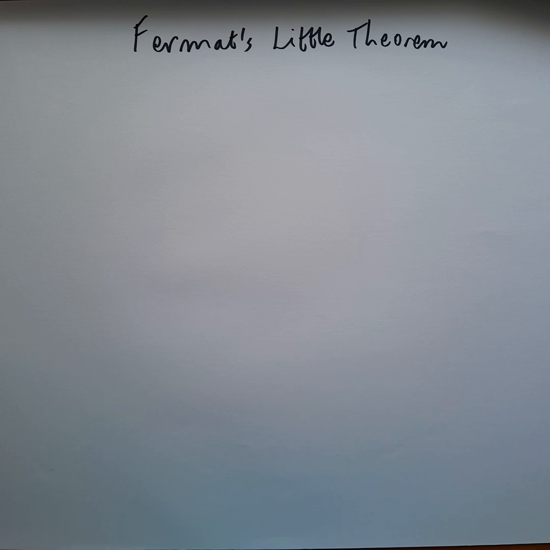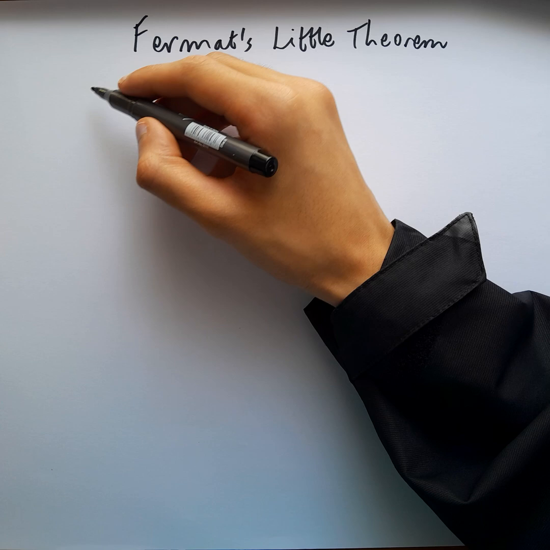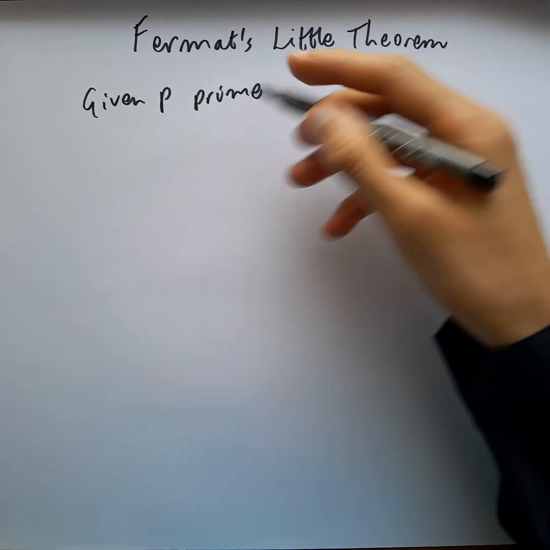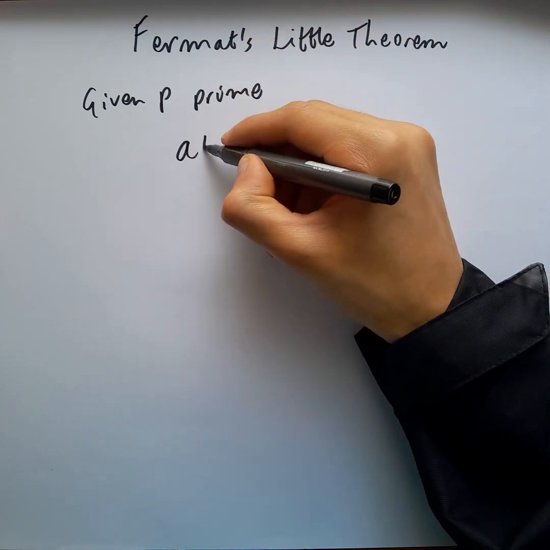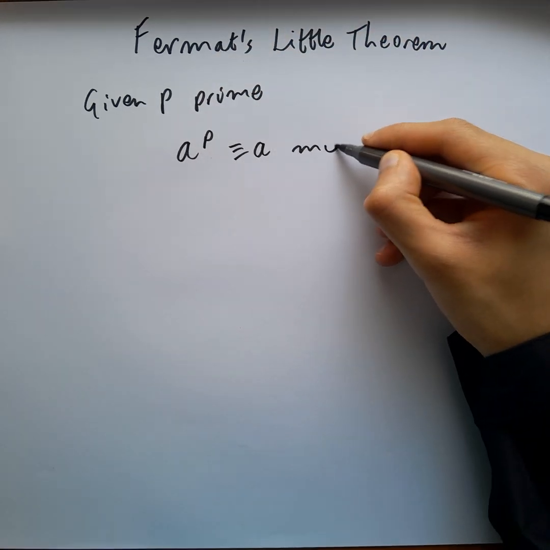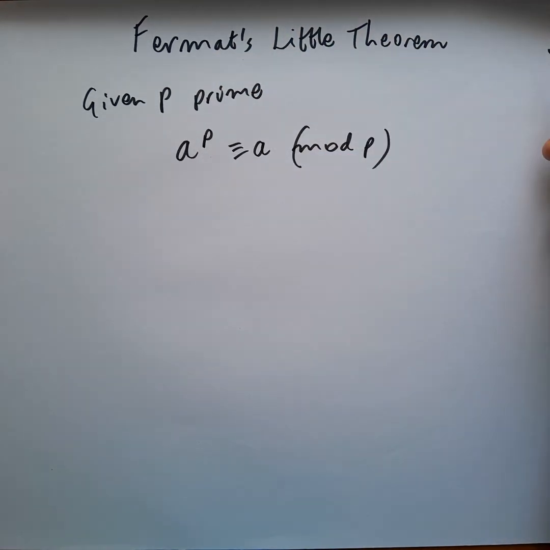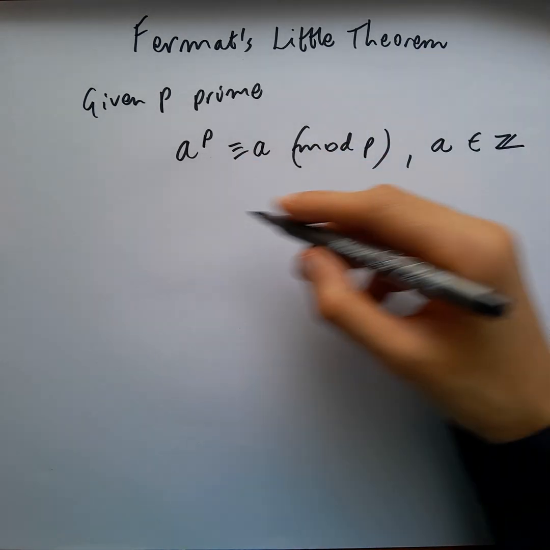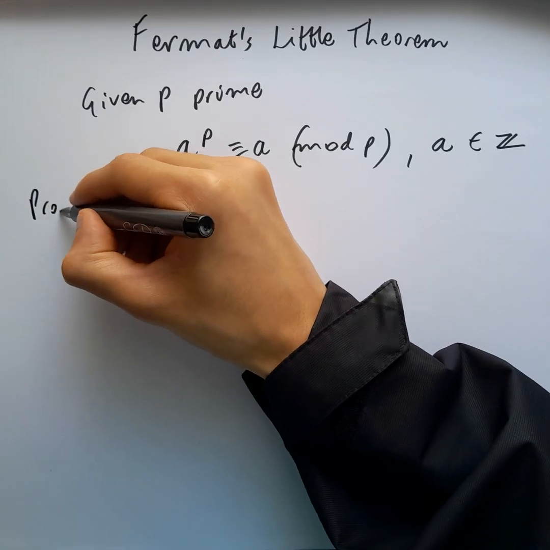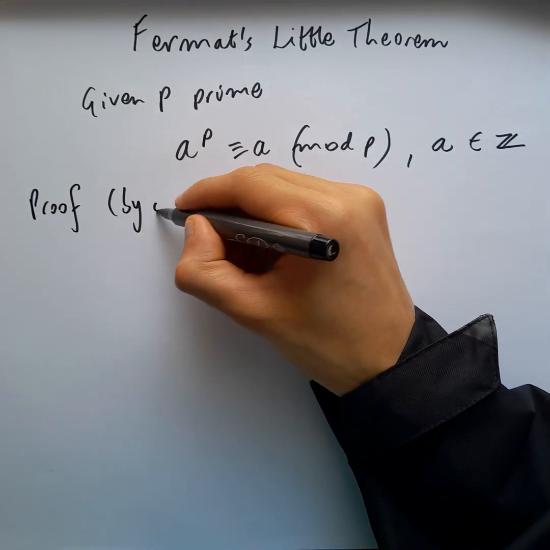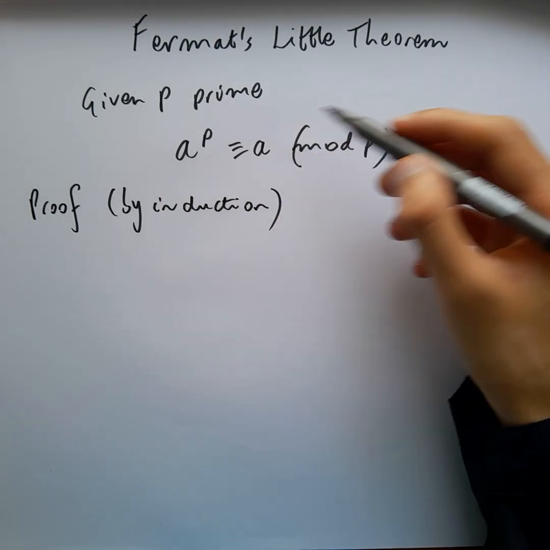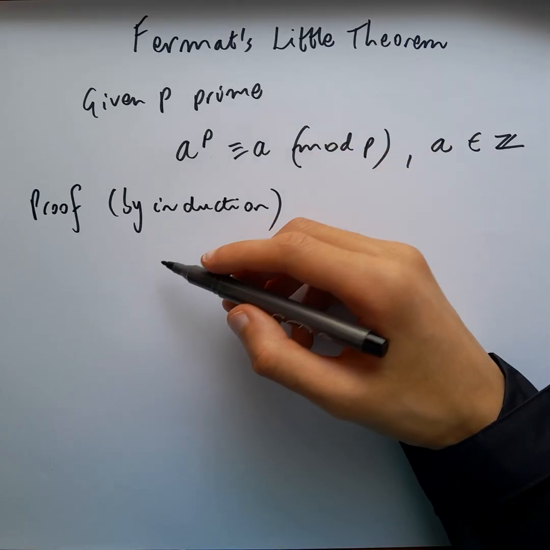Okay, so this video is about Fermat's little theorem, which says that if we are given any prime p, then the following congruence holds. a^p is congruent to a modulo p. And here a can be any integer. The proof which we give is by induction and was first published by Euler.